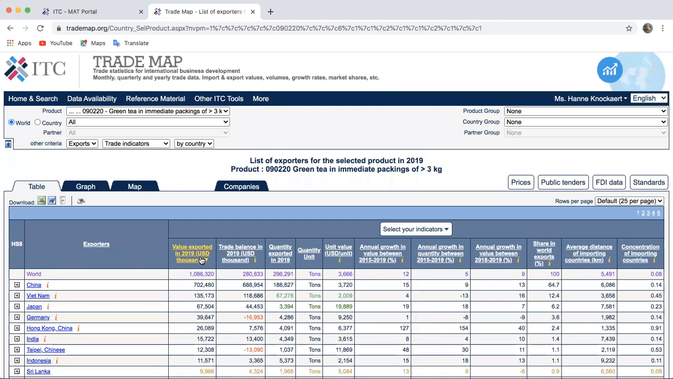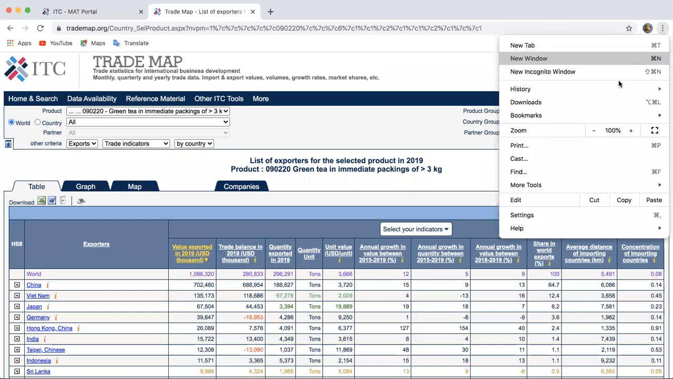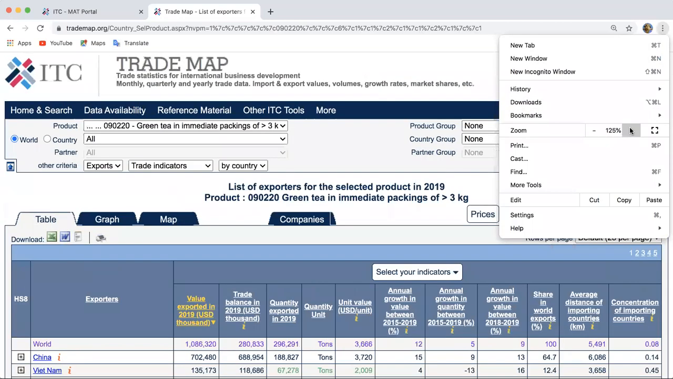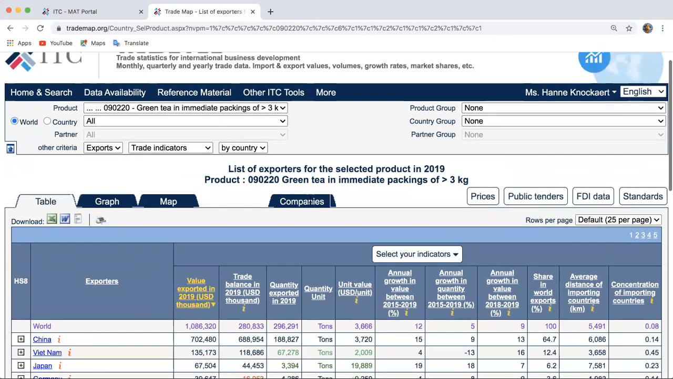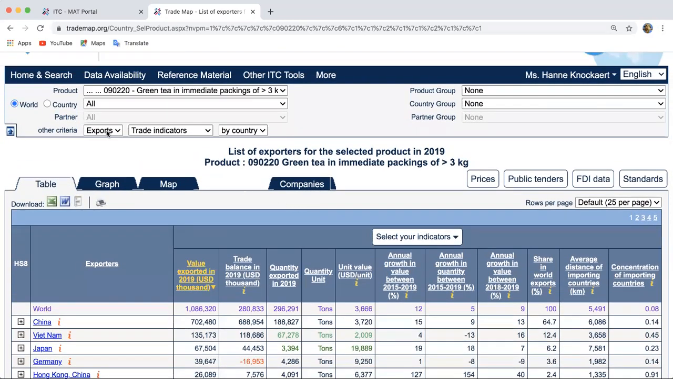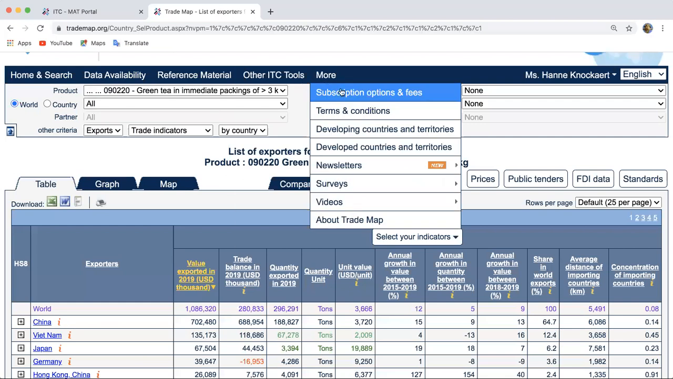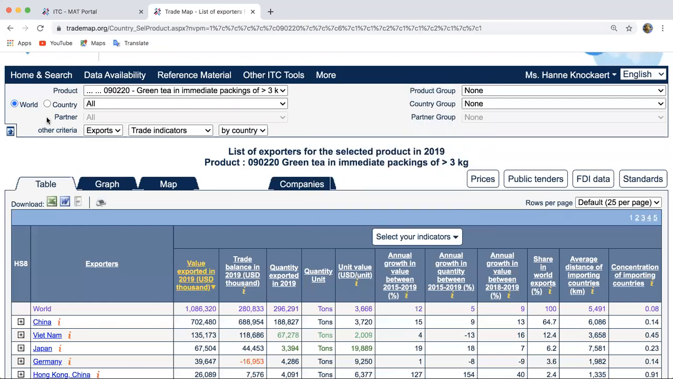So this is a very big table. I am going to zoom in a little bit in case some people are looking at this session on a smaller screen. Okay, so here at the top, you find a little box, and this should actually reflect everything that you have filled out on the home page. So here you can see that we selected the 090220 green tea of more than 3 kilos, so that's perfect.